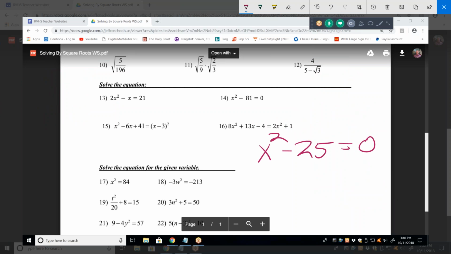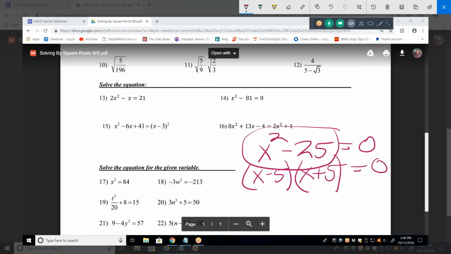What's that factoring? 5. So what times what? 5 times 5. It's x minus 5 times x plus 5. If you were to multiply these two together, you would get this.